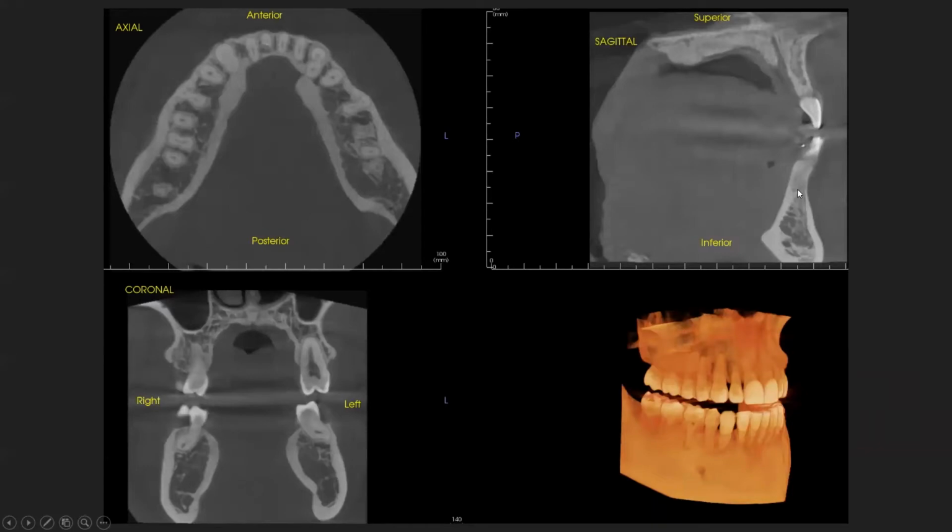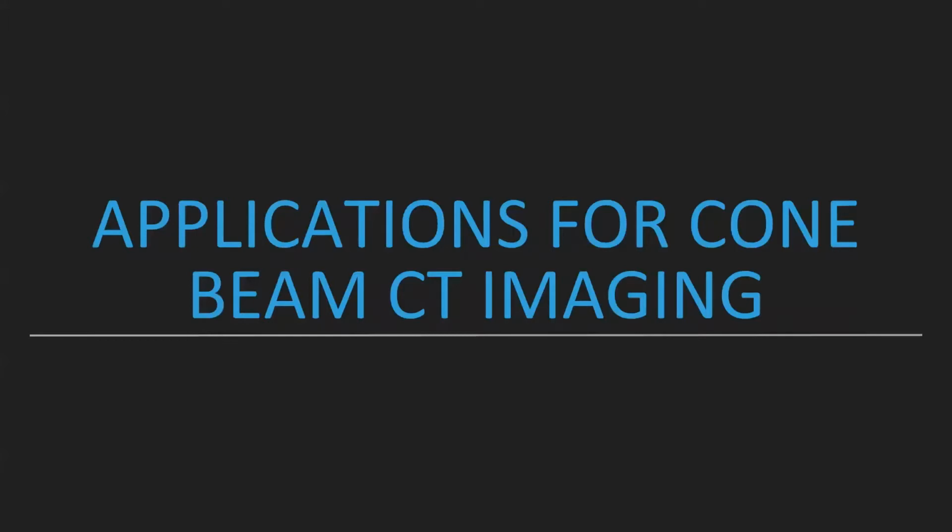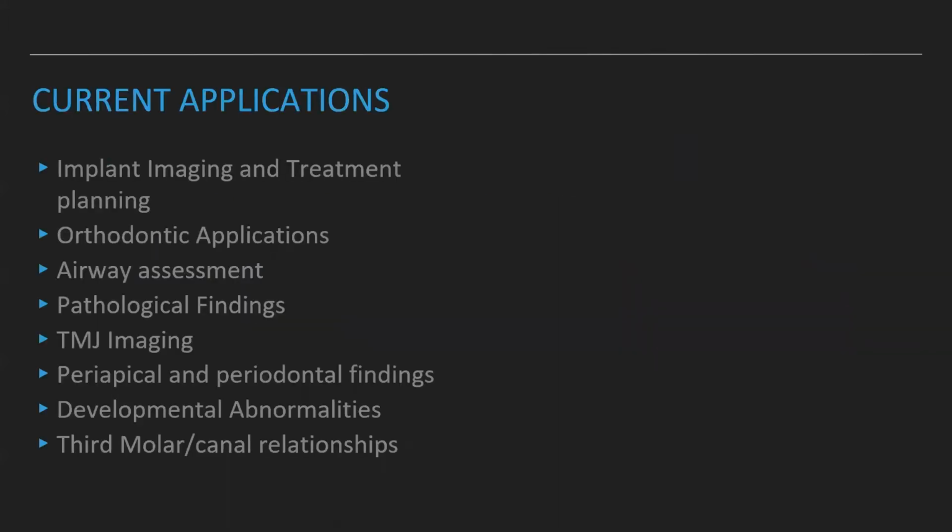So again, anatomy is like the foundation of radiologic interpretation. So understanding that is going to help you identify pathology, because some pathology is more prominent in these certain areas. So applications of cone beam CT imaging: implant imaging and treatment planning, orthodontic application, airway assessment, pathological findings, TMJ imaging, periapical and periodontal findings, developmental abnormalities, and third molar and canal relationships. Today, we're going to focus just a little more on implant planning and some concerns.